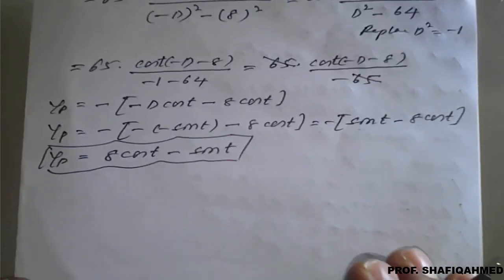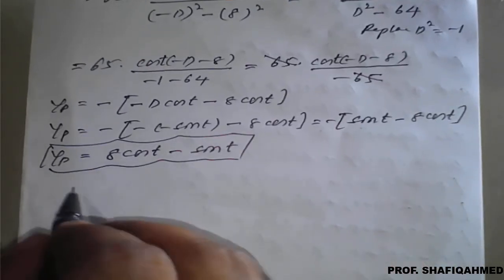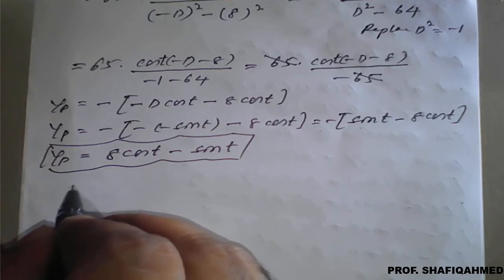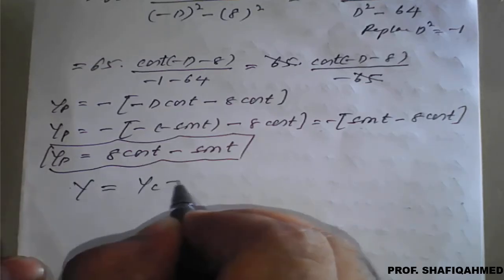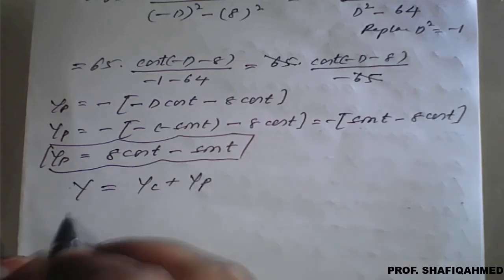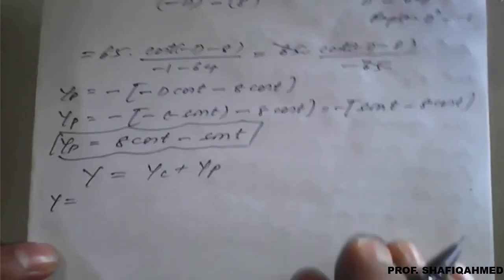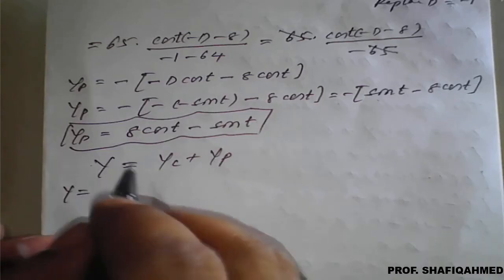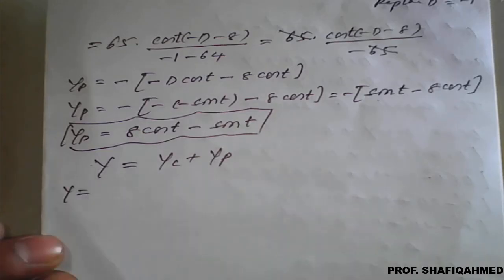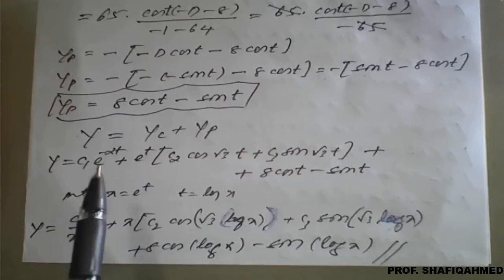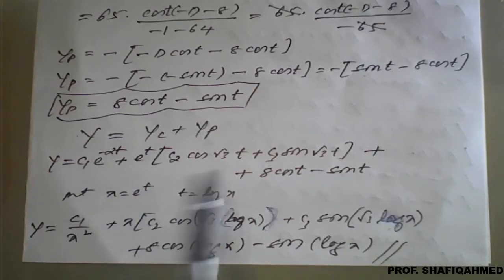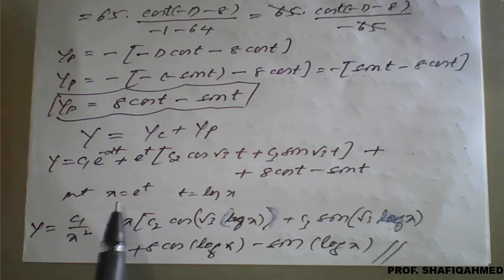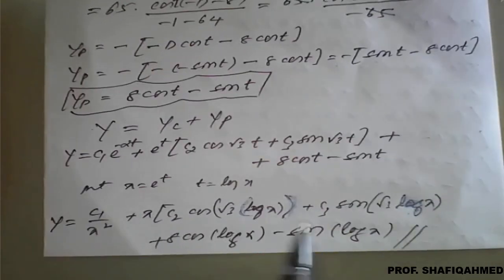So with the help of this particular integral and the complementary function, we need to write the complete solution. So y is equal to yc plus yp. What is yc? I have taken the values of yc and yp, then I have substituted x is equal to e raised to t, that is t is equal to log x, in the above expression. I will get this final answer here. Okay. Thank you.